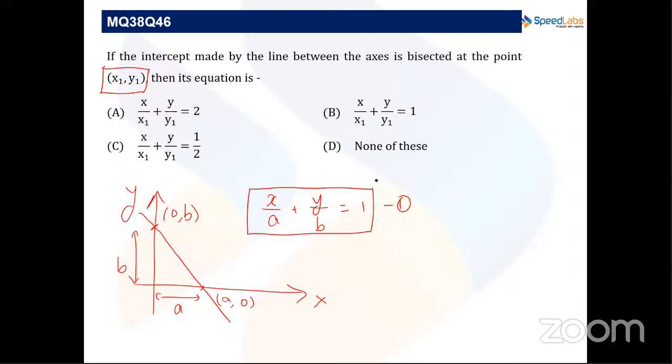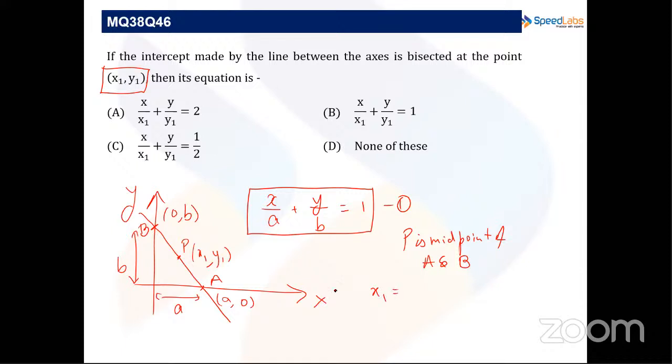Now what we are given is that the intercept made by the line between the axes is bisected at this point x1, y1. So there is some point P whose coordinates are x1 comma y1 and it bisects these intercepts. So we can say that P is the midpoint of, let's name these 2 points A and B. So midpoint of A and B.